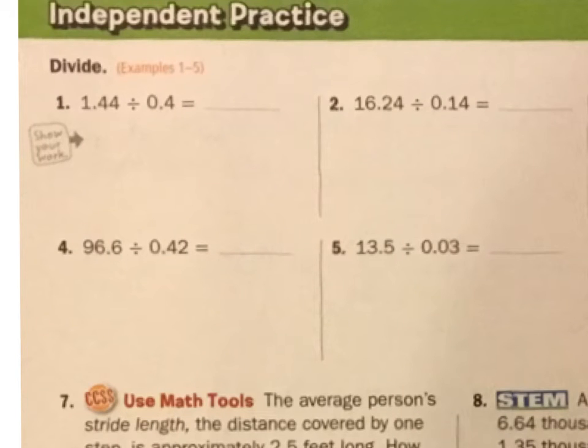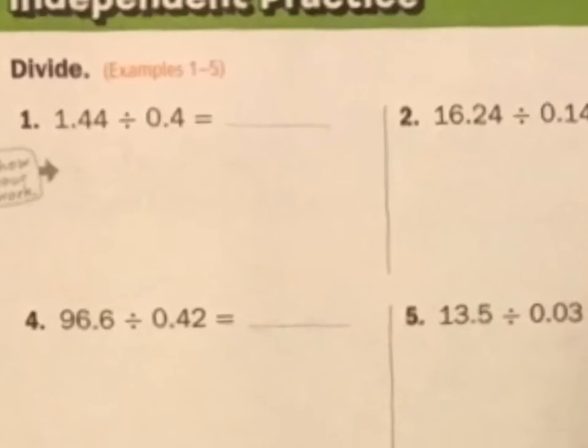This is the independent practice for 7.8, the final lesson in this chapter. It's dividing decimals by decimals. Let's do some of these. I'll do some, and I'm just going to give you the answer for others. This first one we'll do. Make it nice and big.